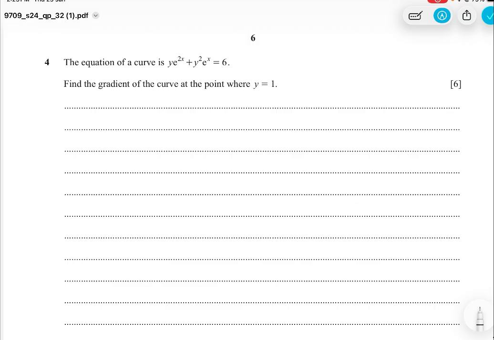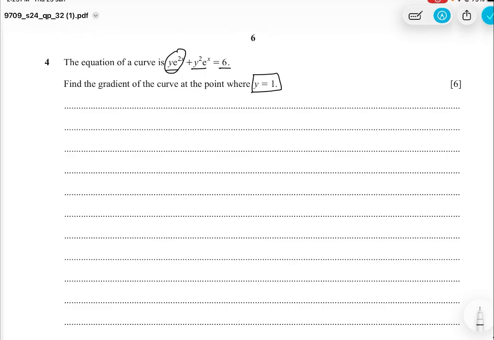The equation of a curve is y e to the power 2x plus y square e^x equals 6. Find the gradient of the curve at the point where y equals 1. All right, simple question. Let's do it together. Product rule, you should know product rule. We are going to apply product rule in this. So let's apply product rule over here.